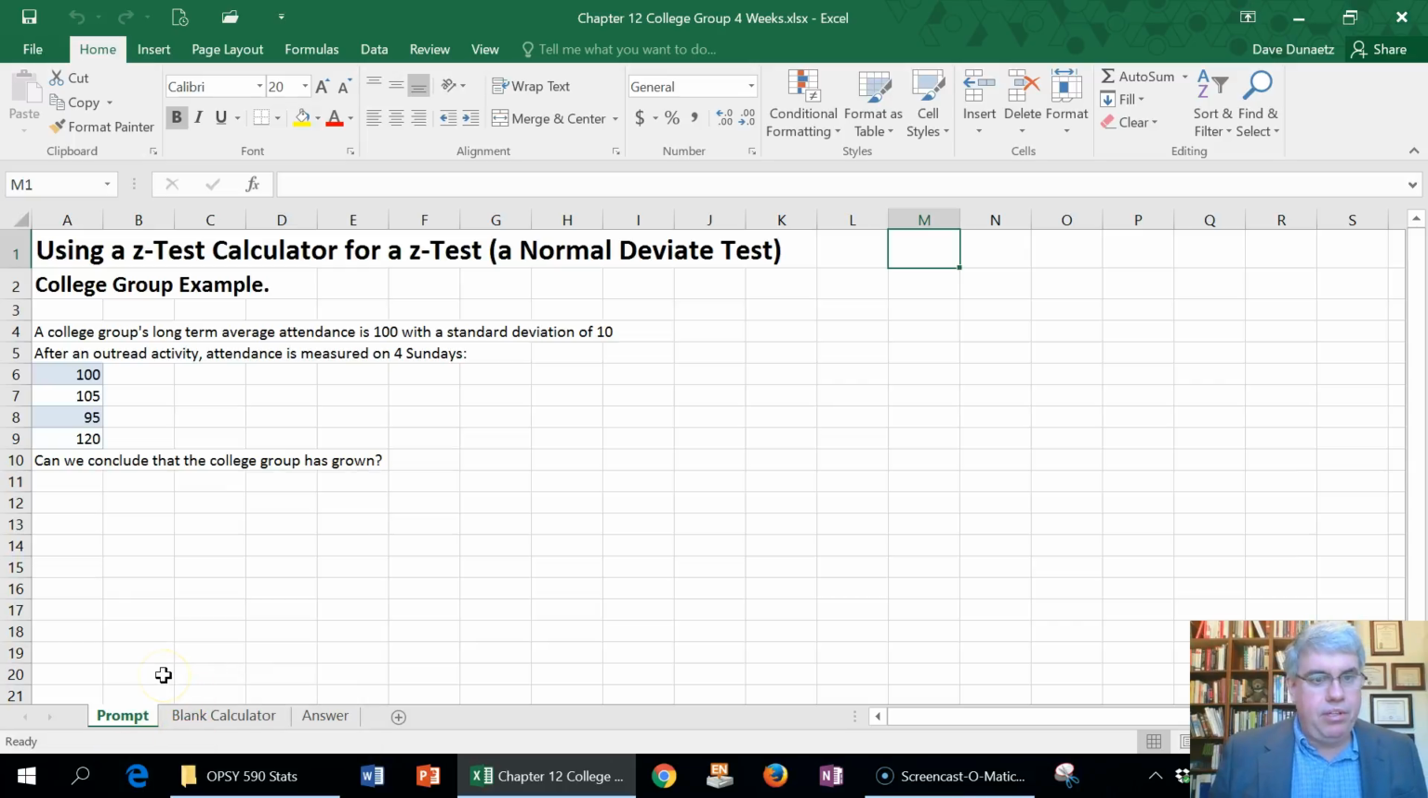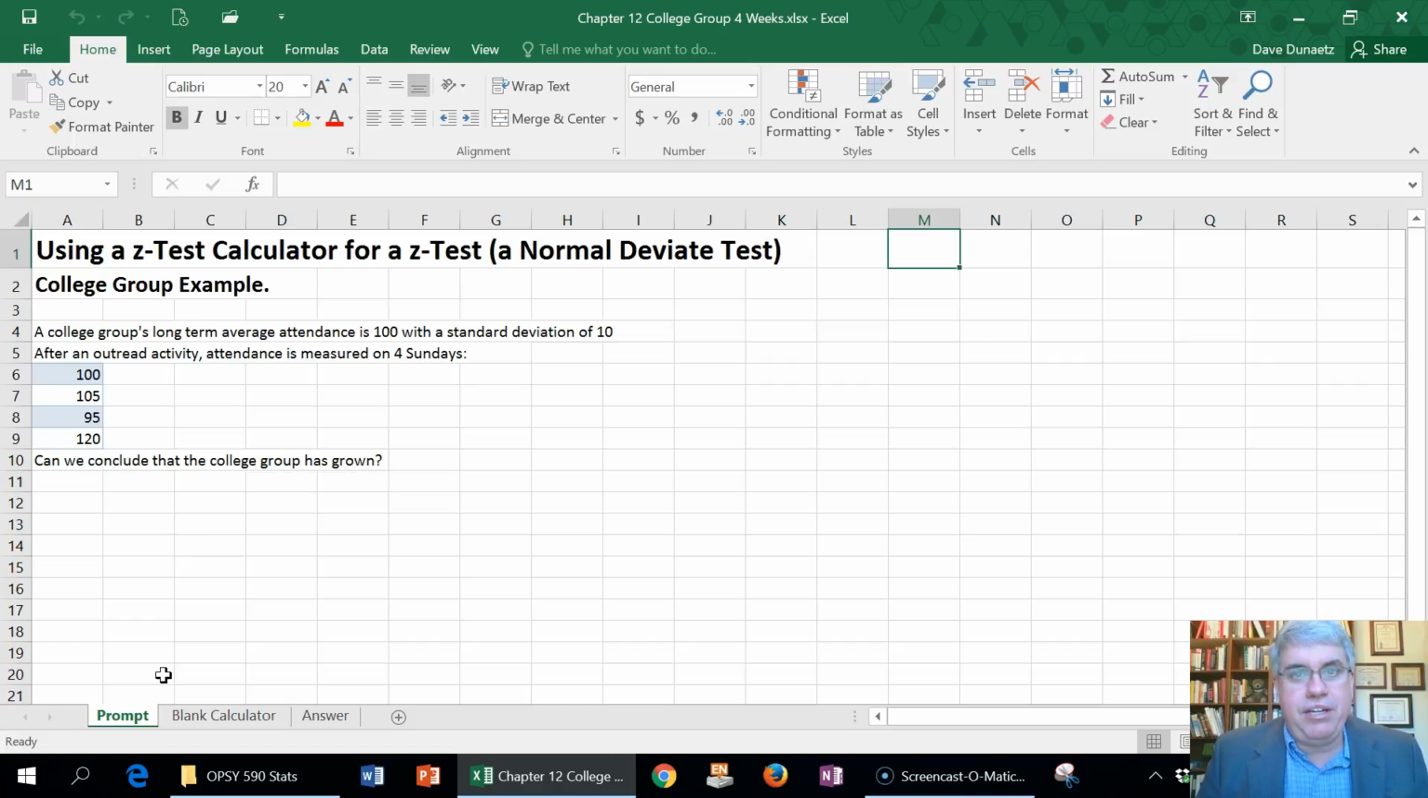Now, in this example, we're looking at a college group in a church. So it's a group of college students that meets together every week for Bible study and worship and other activities. And they meet on Sunday mornings. This college group's long-term average attendance is 100 with a standard deviation of 10. So that means that there's usually between 90 and 110, and almost always between 80 and 120.